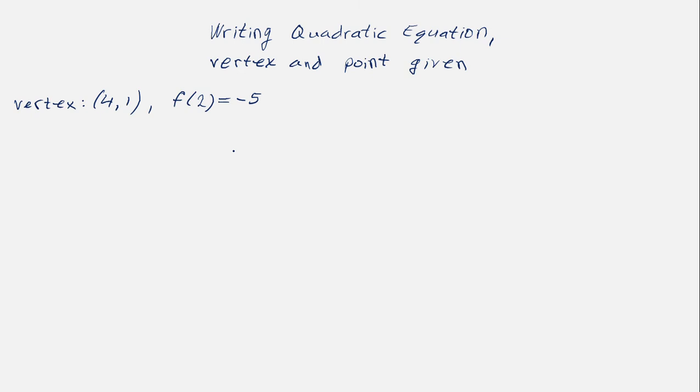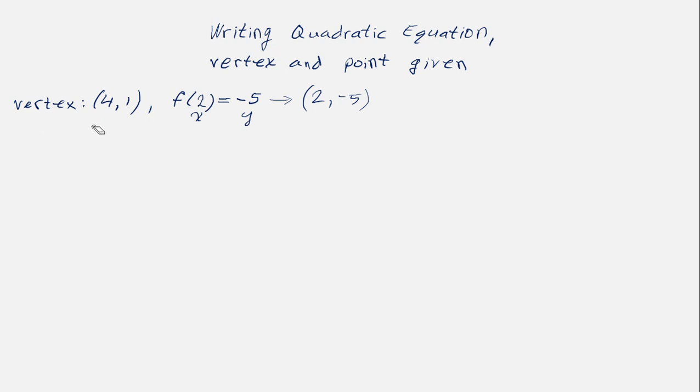Let's learn how to write a quadratic equation if we have a vertex and a point given. So in our case, the vertex is (4, 1), and then the point that's given is f(2) = -5, which means the point is (2, -5). Okay, so that means 2 is our x and -5 is our y.